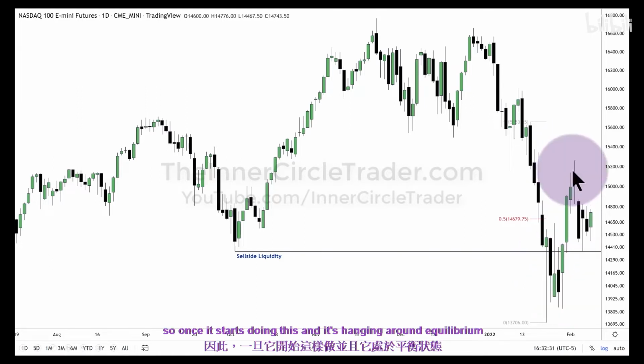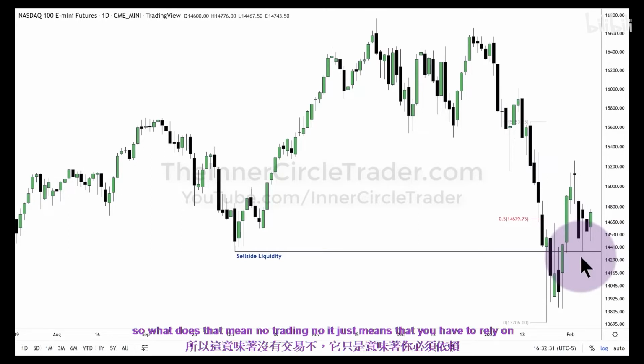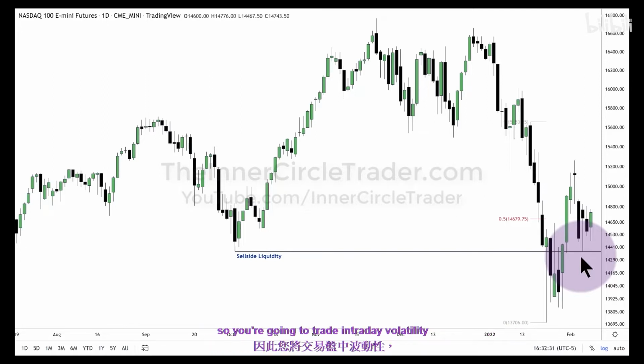So once it starts doing this and it's hanging around equilibrium, it gets very difficult, even for me, to determine a bias. So what does that mean? No trading? No. It just means that you have to rely on the smaller time frame intraday charts and simply look for liquidity pools. You're going to trade intraday volatility, running old highs, running out old lows, being a lot more nimble, like a surgical strike. You take your handles or points that you're trying to get out of the marketplace and then run. You don't try to overstay your welcome.